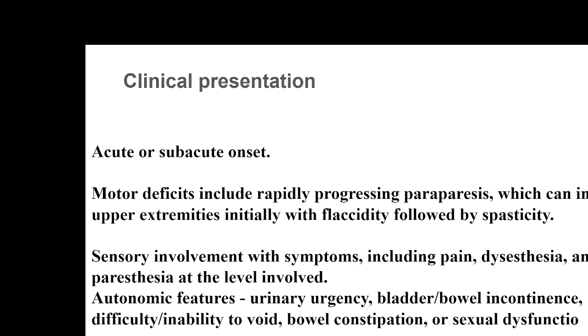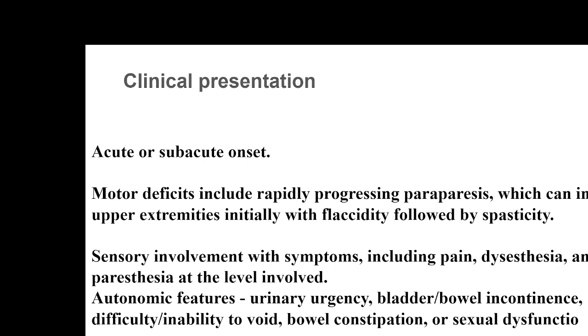Initially, the patient presents with paraparesis, where both limbs are involved, and it can be varying. Unlike Guillain-Barre syndrome, the majority would start with the lower limb. It can involve the upper extremities initially, and the flaccidity is followed by spasticity. As in Guillain-Barre syndrome, it is initially flaccid, then it becomes spastic.